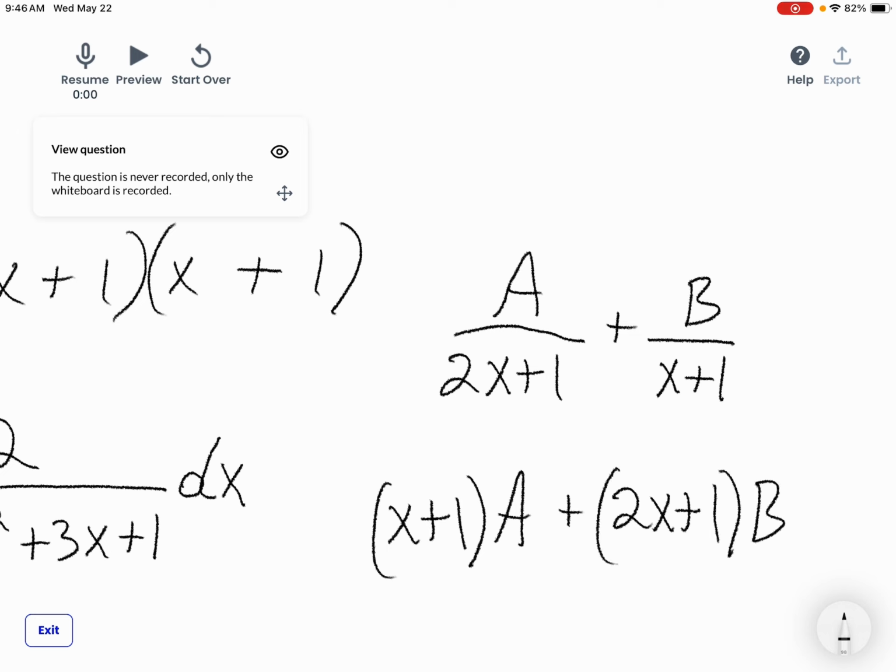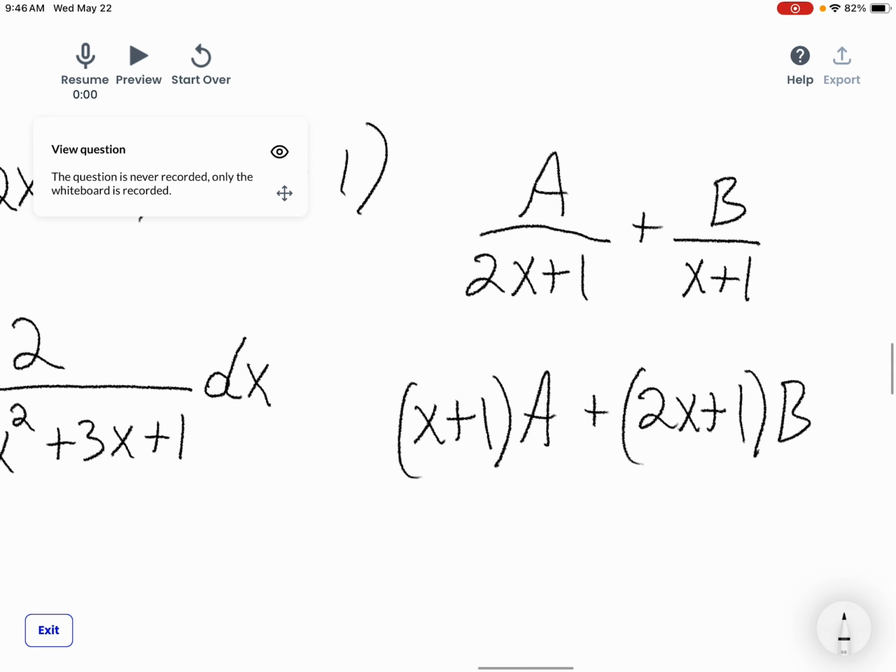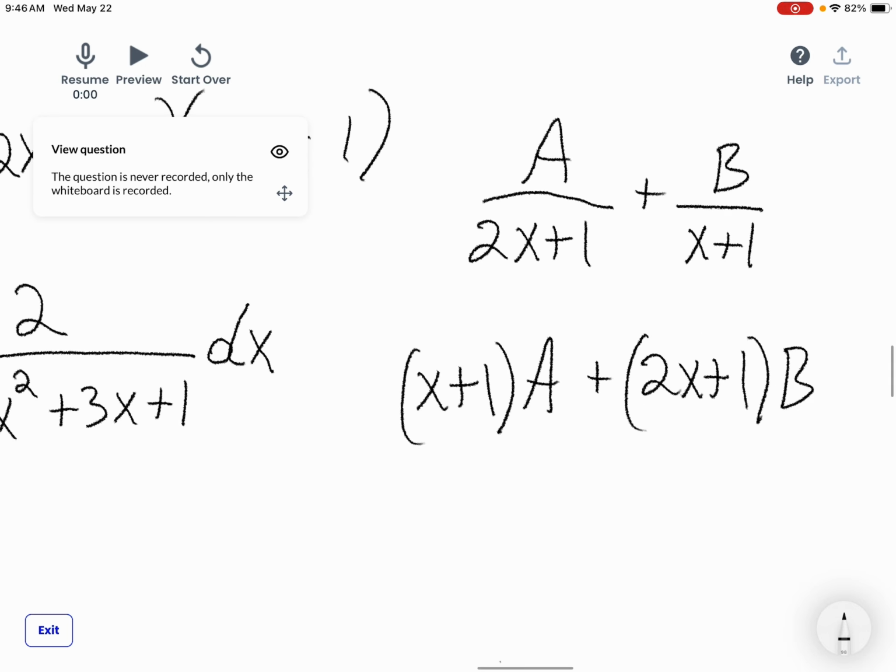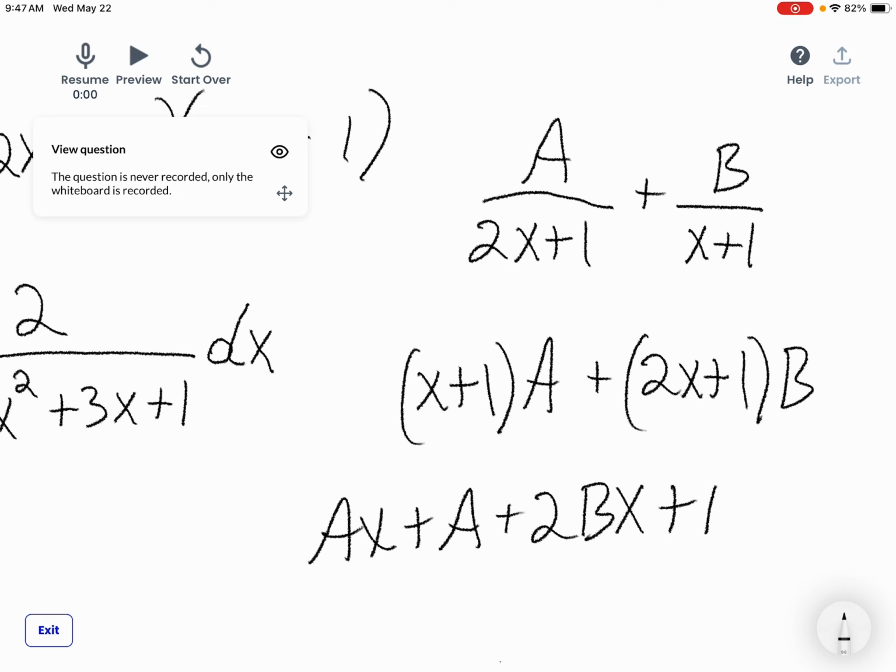But we don't really care about the bottom right now, because if we go ahead and distribute this out, we get a times x, so we get ax, and then a times 1, so plus a, and then we distribute the b, so we get plus b times 2x, which gives us plus 2bx, and then plus b times 1, so plus b, all over that same bottom.